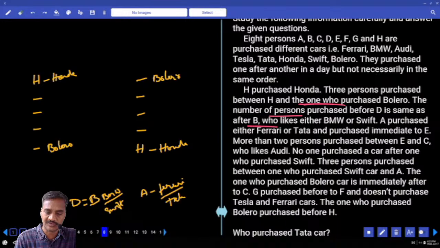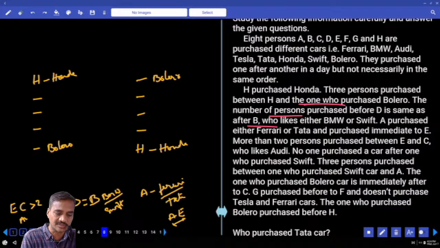A purchased either Ferrari or Tata and purchased immediately to E. That means A and E are adjacent to each other, whether above or below. A and E, and more than 2 persons between E and C. C likes Audi. Now more than 2 persons between E and C. More than 2 persons means greater than 2. And C likes what? C likes Audi. And no one purchased a car after the one who purchased Swift. Now Swift is the last one to get purchased.